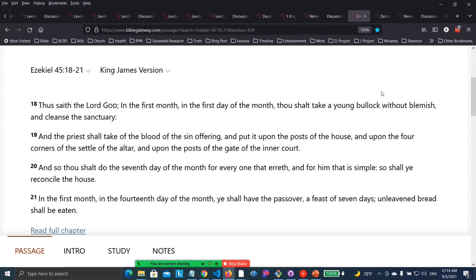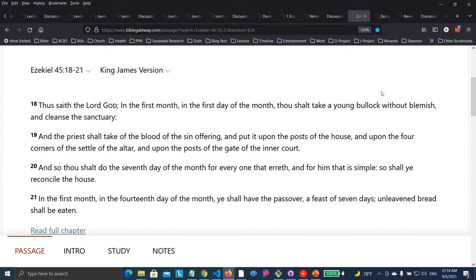Now we're going to look at one last thing here, and this is in Ezekiel 45, 18 through 21. I'm just going to clear up a few things people have asked and wondered about that just aren't clear. We're going to start here in Ezekiel 45, 18 through 21.